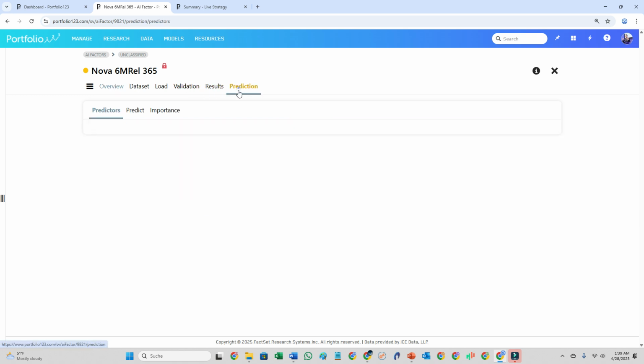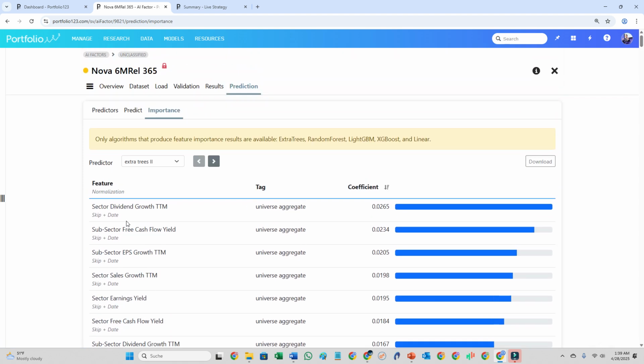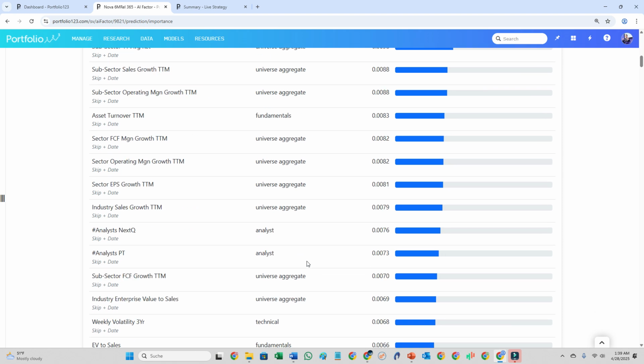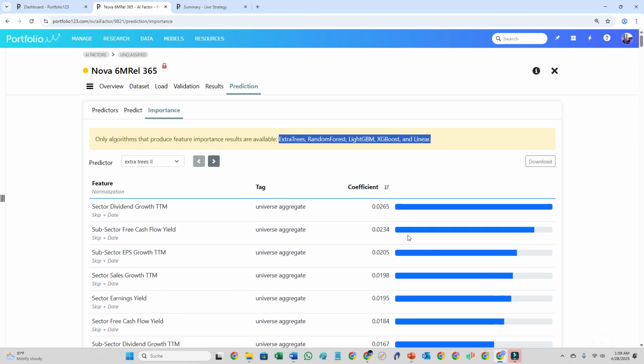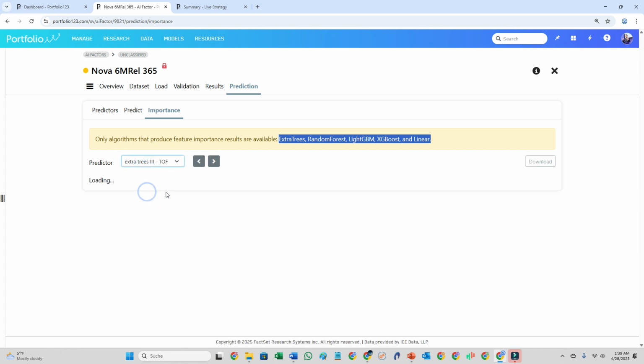And on the prediction importance, you basically see that it's identifying sector dividend growth as the highest, so the most important feature. And this only works with extra trees, random forest, LightGBM, XGBoost, and linear. On the other machine learnings, that's not possible. But in here, you basically see which features are the most important for the machine learning that you picked here. This would be extra trees, that would be ton of features, extra trees 3, ton of features. And it's basically showing the feature importance here.